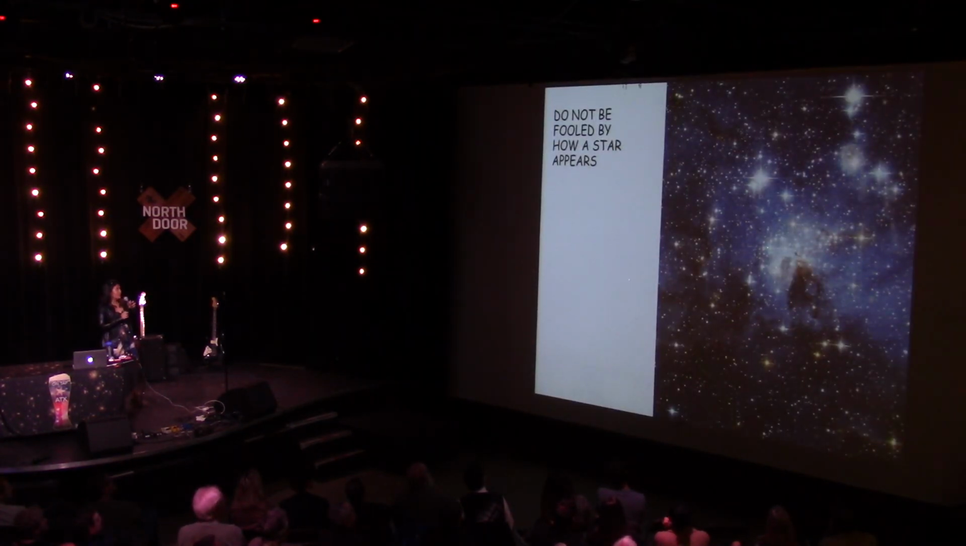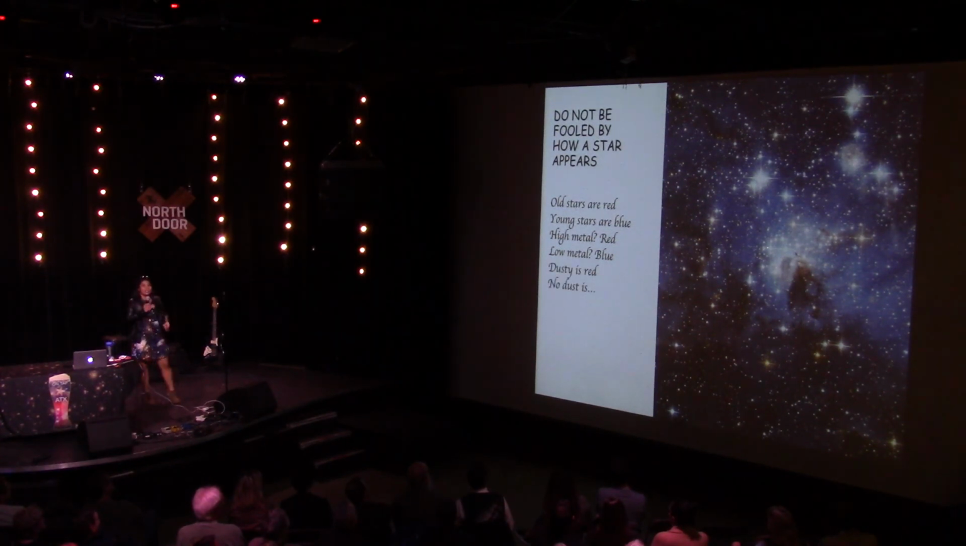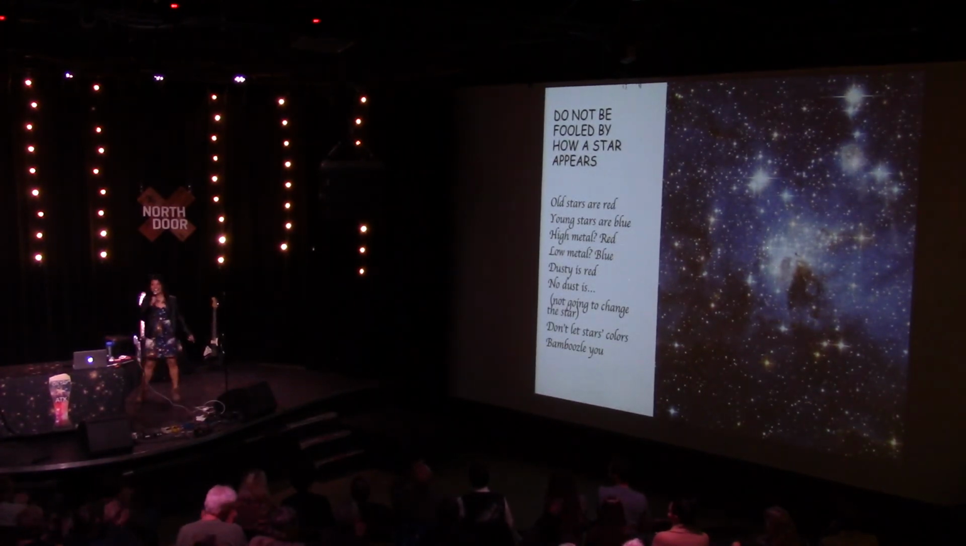And I just want to end here with a poem that I wrote for 2 minutes. It's called Do Not Be Fooled by How a Star Appears. Old stars are red. Young stars are blue. High metal, red. Low metal, blue. Dusty is red. No dust is not going to change the star. I couldn't rhyme that. Don't let stars' colors bamboozle you. Thank you.